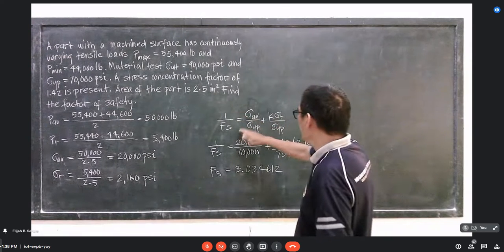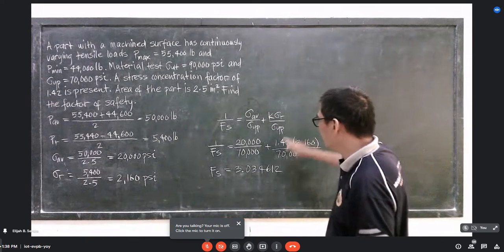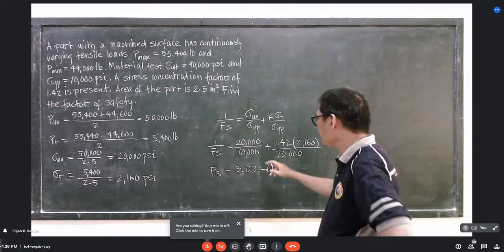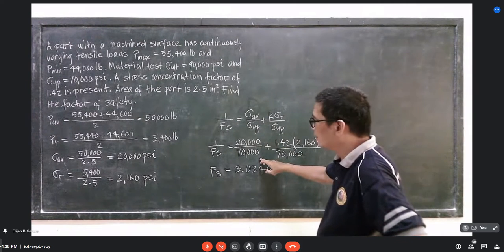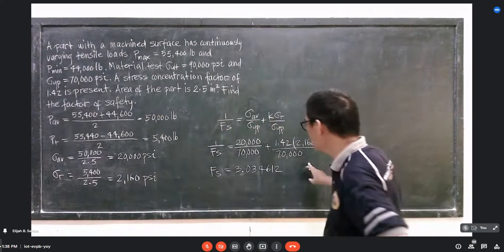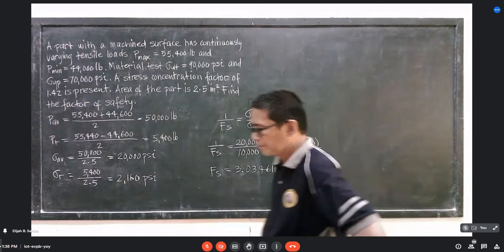1 over the factor of safety, average over yield point, K range over yield point. Of course, all are given. 20,000 over 70,000, 70,000 is the yield point, okay? You substitute. Our factor of safety is this one.